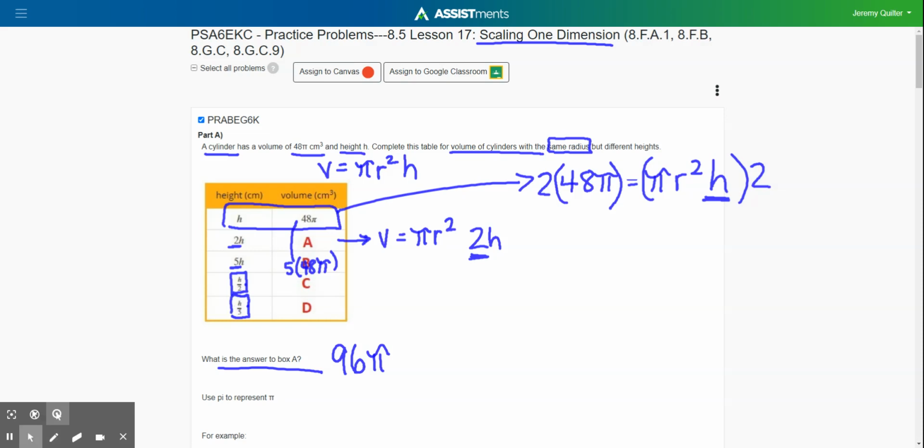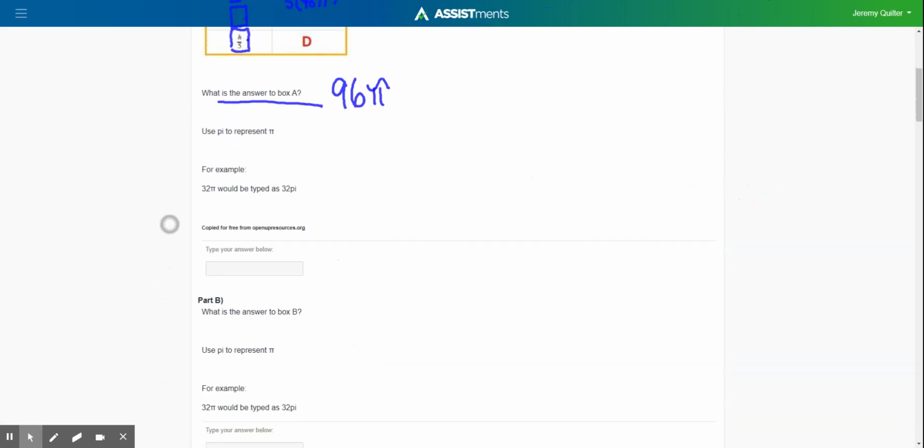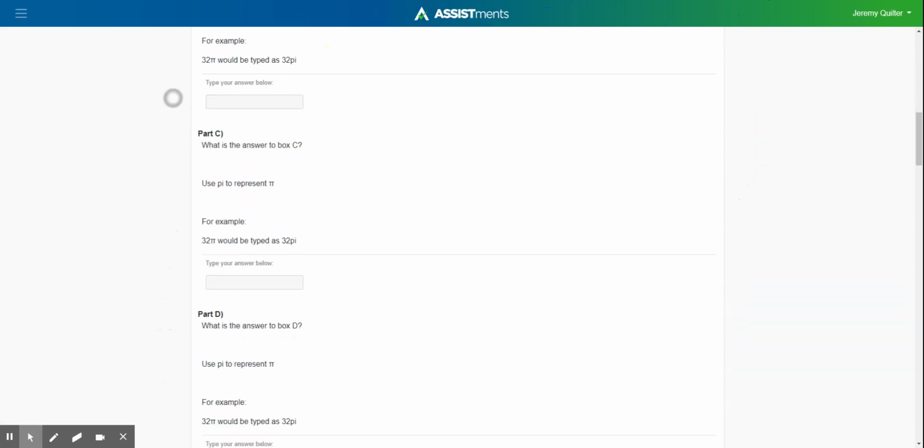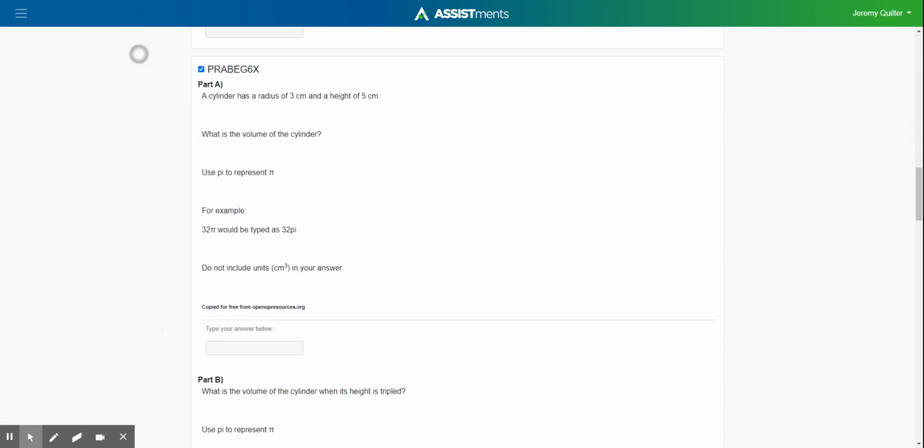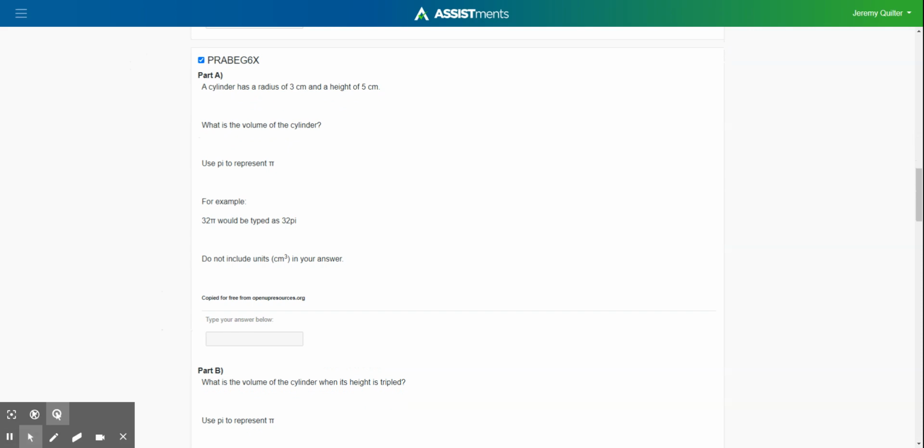All right, let's look at the next one real quick. You'll answer that in all these different parts here. And then we'll get on to the next problem. For this next problem, we're talking about, again, another cylinder that has a radius of 3 centimeters and a height of 5 centimeters. So the very first thing we want to do is find that volume.